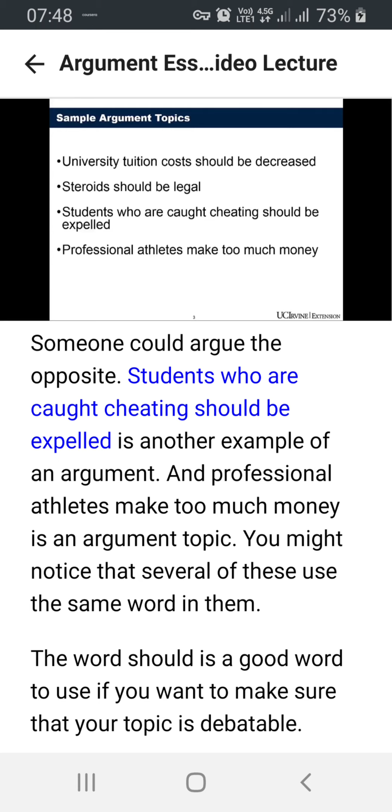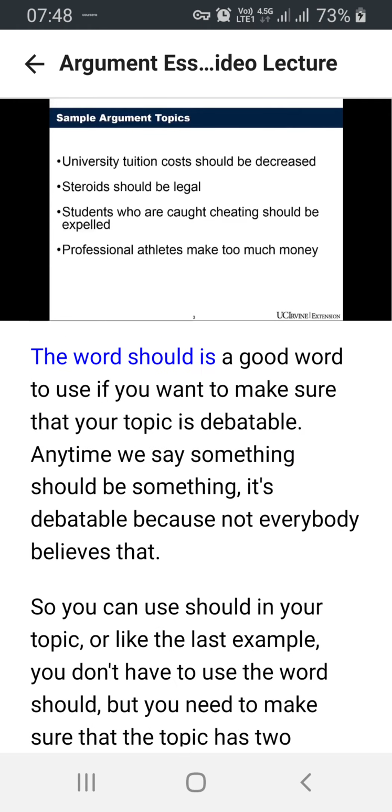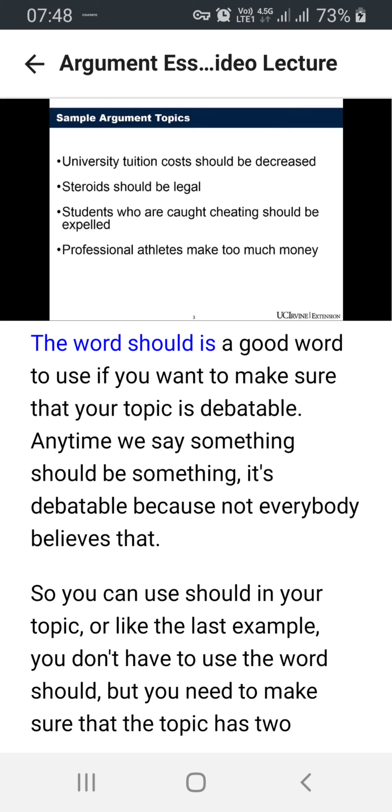Students who are caught cheating should be expelled is another example of an argument. And professional athletes make too much money is an argument topic. You might notice that several of these use the same word in them. The word should is a good word to use if you want to make sure that your topic is debatable.